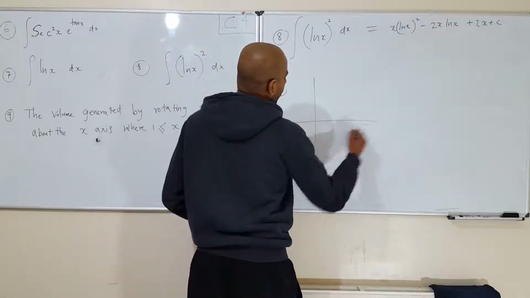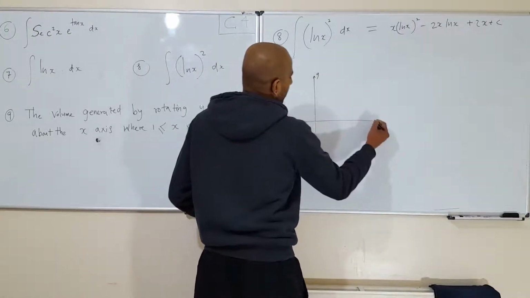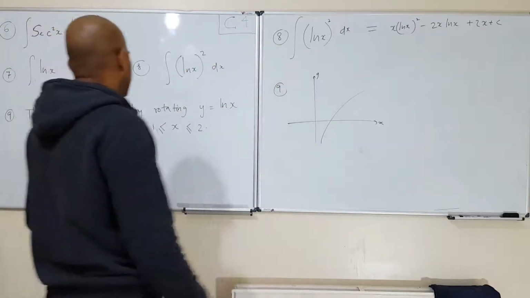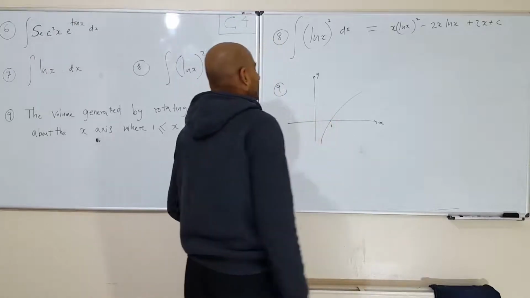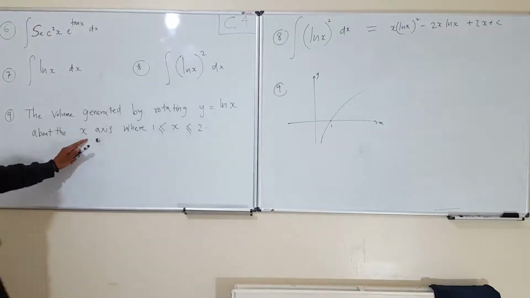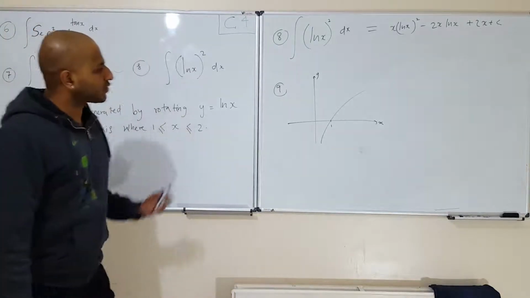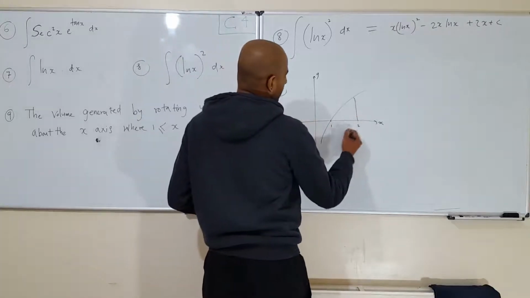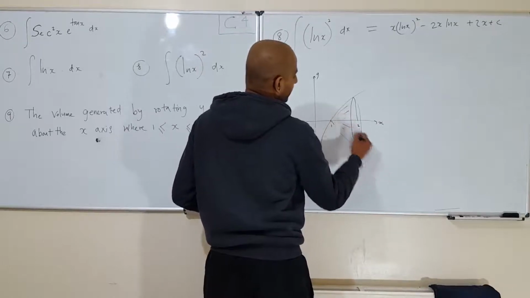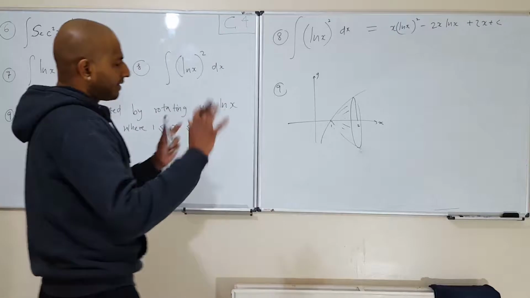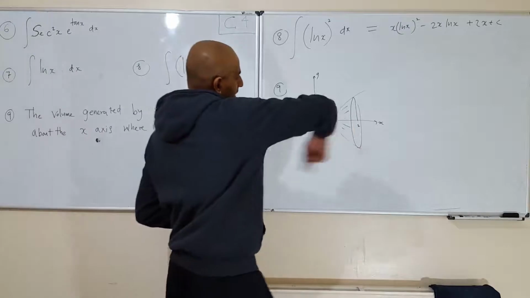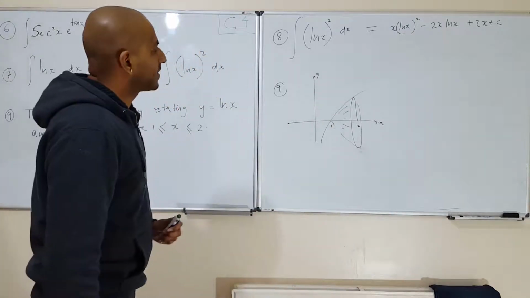If you sketch y equals ln x, it will basically look like this, isn't it? That's ln x. And it basically goes through 1. They want us to rotate this one about the x-axis, where x equals 1 to 2. So they want us to rotate this one like that. It's going to produce something like a cone, yeah, it's like a cone, isn't it? Like this. So they're asking the volume of this.